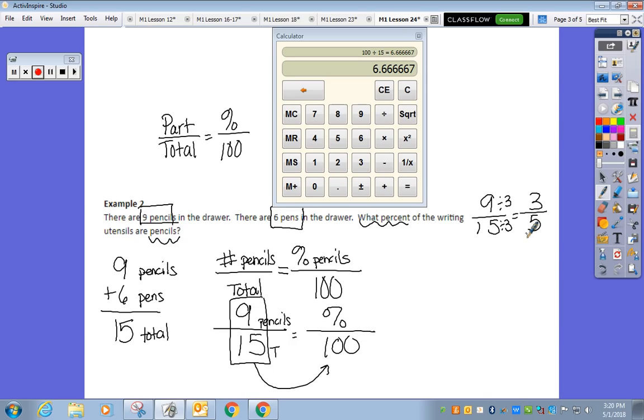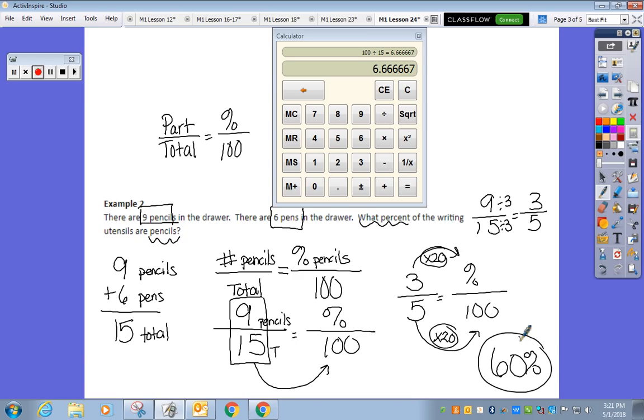So 9/15 is the same thing as 3/5. I'm going to replace the 9/15 in my equal fractions with 3/5. And it's still going to be the percent over 100 on the other side. That stays the same. Now 5 can go into 100 20 times. So I'll do 3 times 20 and get a percentage of 60%.